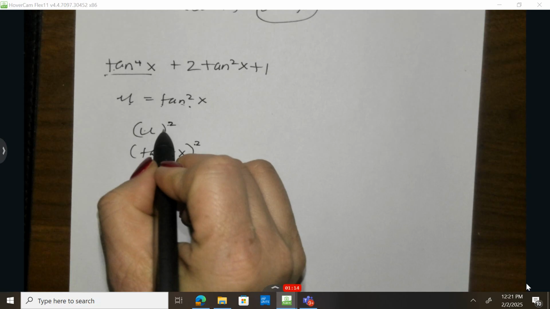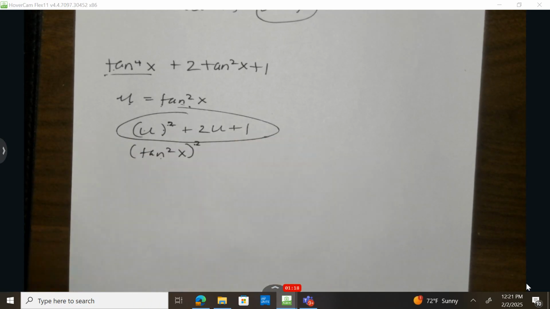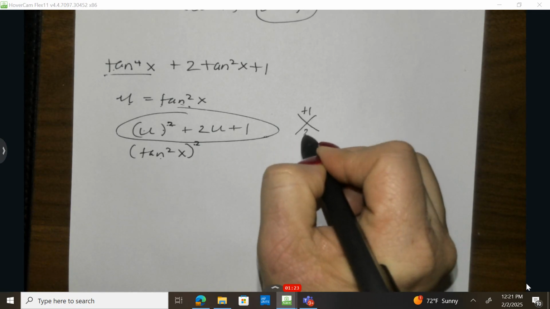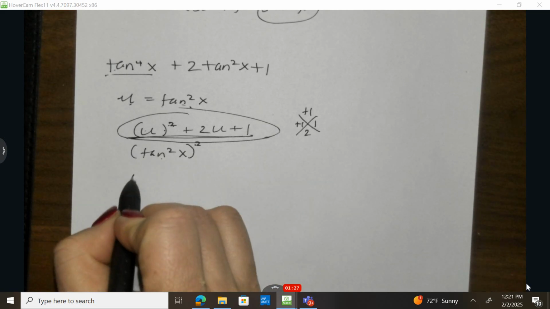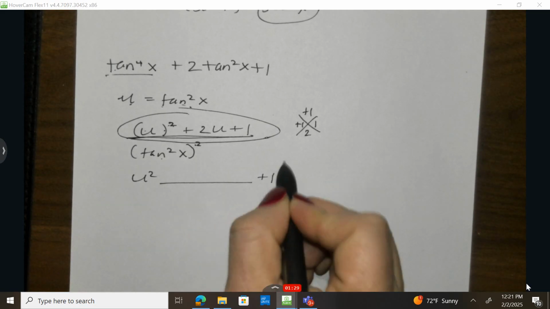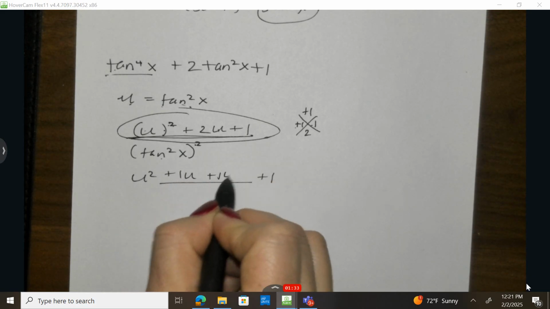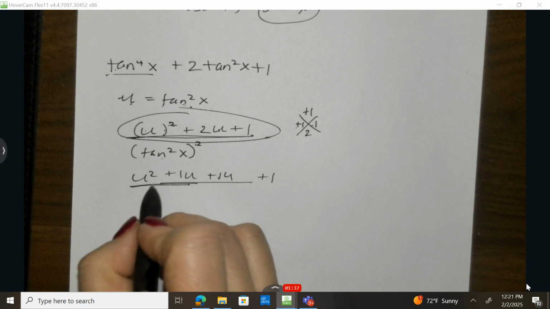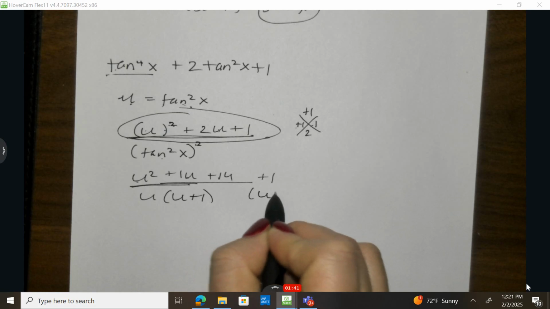So I have u squared plus 2u plus 1. Is it possible to factor this? What multiplies to equal positive 1 and combines to equal 2? 1 and 1. So I'm going to take this portion, I'm going to leave the a, I'm going to leave the c, and I'm going to put in my plus 1 and plus 1 with a u behind. So there's different ways to factor trinomials. This is one way. I can factor out a u, and I'm left with u plus 1.